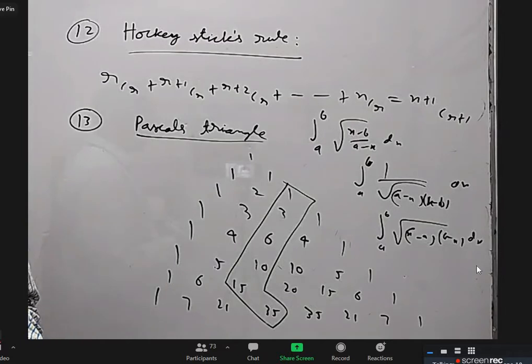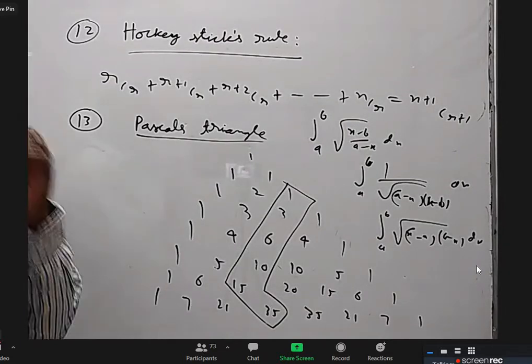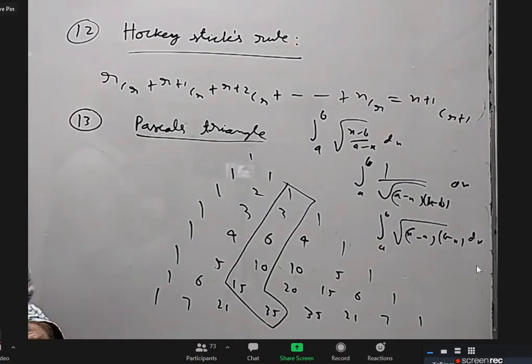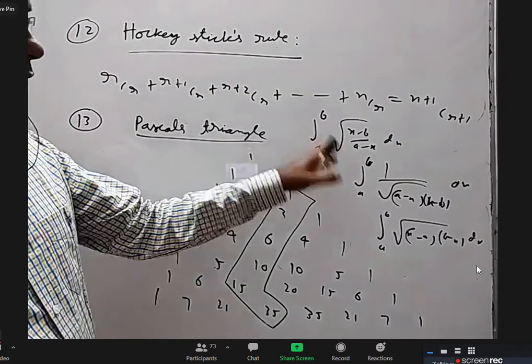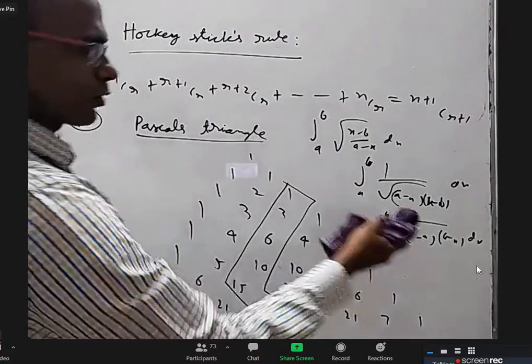Okay, I think you take x equal to a cos square theta plus b sin square theta, something like that, right? Yes or no? Yes, sir. But I don't want to talk about all three, I want to talk about this third one.